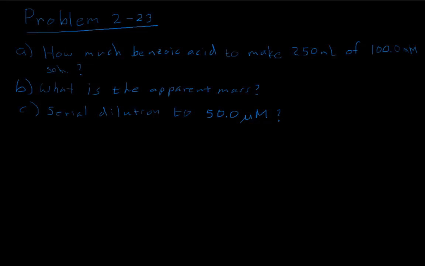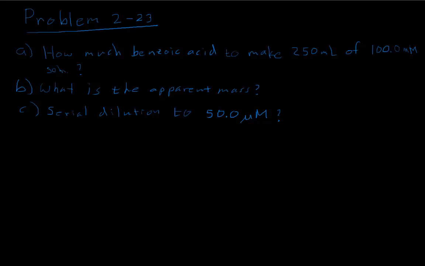Part B is what would be the apparent mass of the benzoic acid that you would weigh out? So what would the balance read if you actually wanted to get the mass that you calculate in Part A? And finally, we're given a selection of glassware that we could use to take that 100 millimolar solution and dilute it down using serial dilution procedures to give us a 500 micromolar solution. So how would we do that?